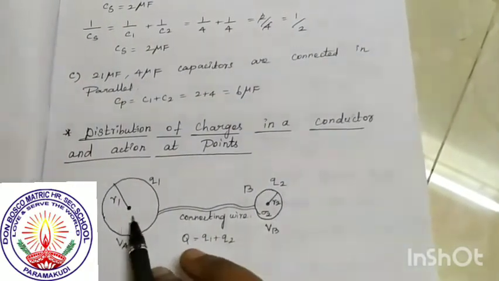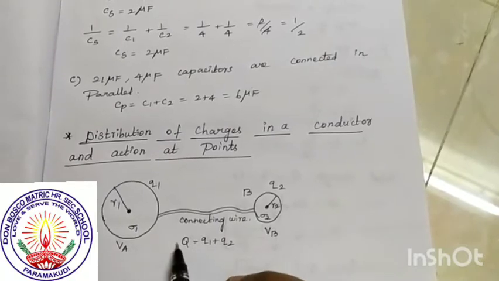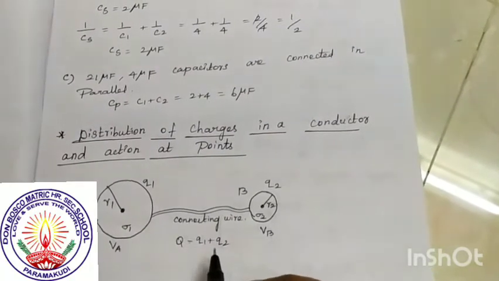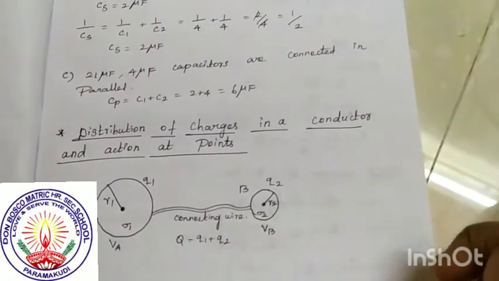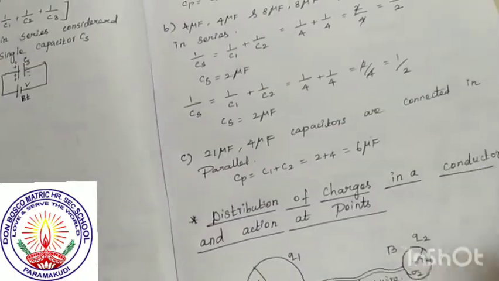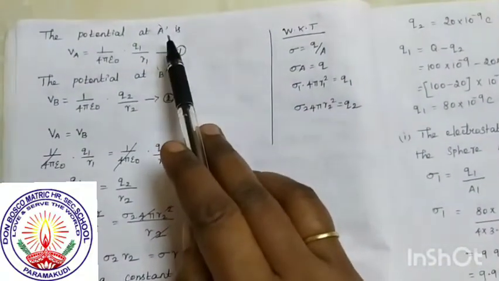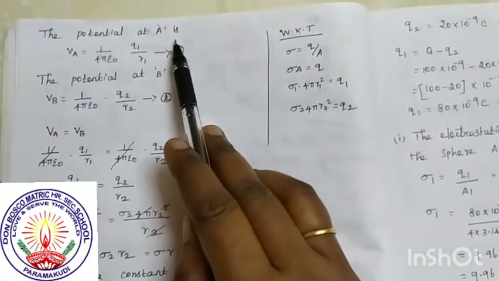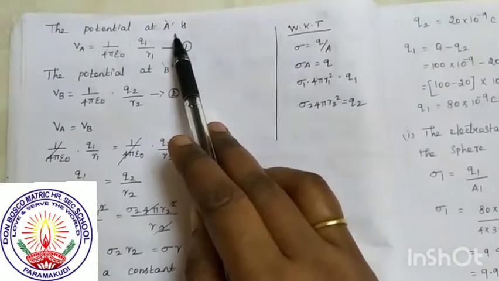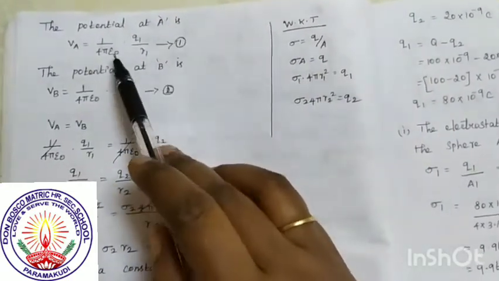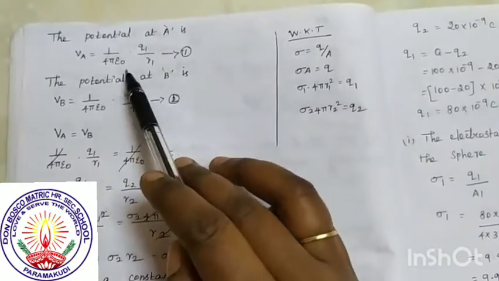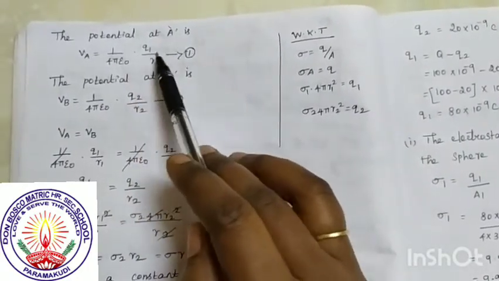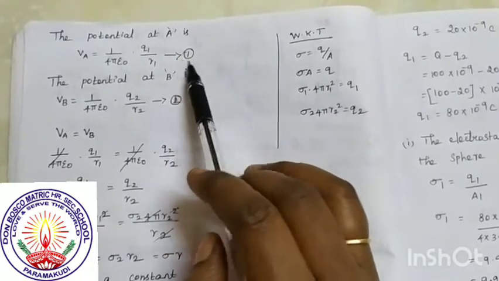So if you add these two spheres, what is the charge? Charge Q is equal to Q1 plus Q2. Is it clear? Yes. Next we have to add these two terms. First is the electrostatic potential at the surface of sphere A. What is the electrostatic potential formula? Already we know the formula: VA = 1 by 4 pi epsilon naught into Q1 by R1. This is the first equation.